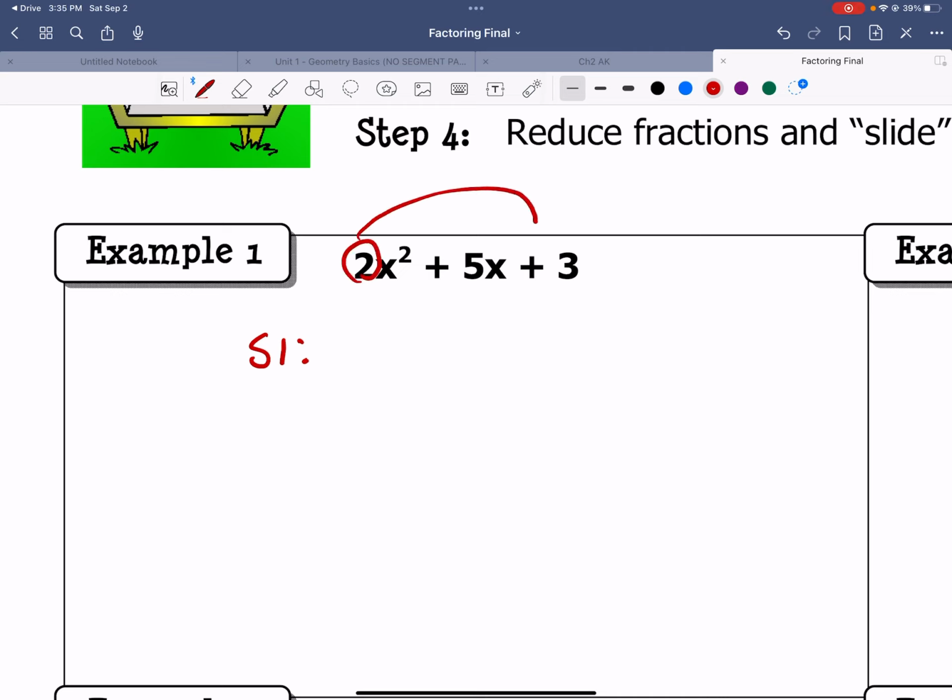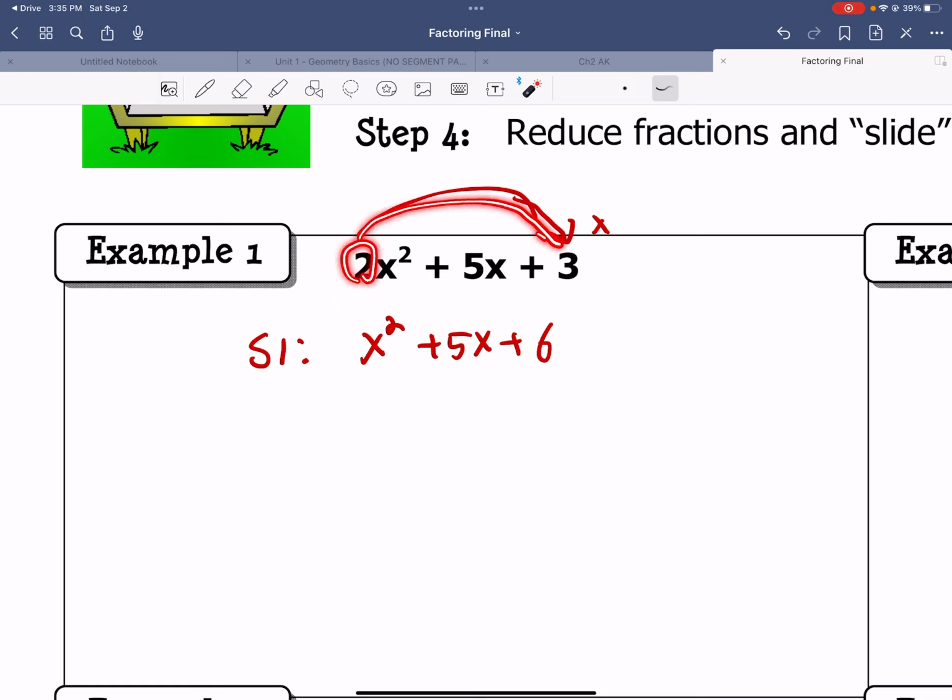First step, you move the first number to the last number and then multiply. So you're going to get x squared plus 5x plus 2 times 3, which is 6. If you don't understand what I'm doing right now, try to find a pattern. I just moved this one to the last number and then multiplied 2 and 3, okay?